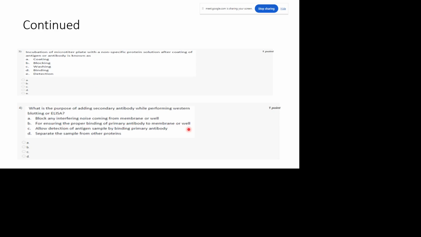Option B, for ensuring proper binding of primary antibody to membrane or well. No, that binding of antibody to the well does not depend on the secondary antibody, right? It depends on the antigen which is coated to the well. So option B is also false.